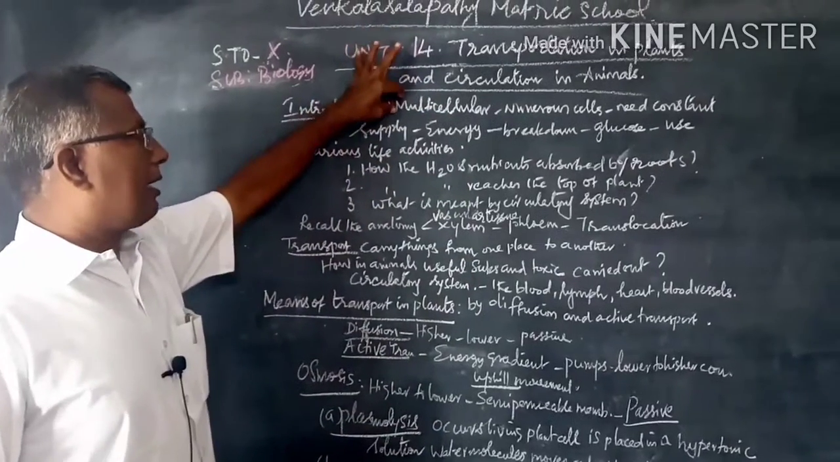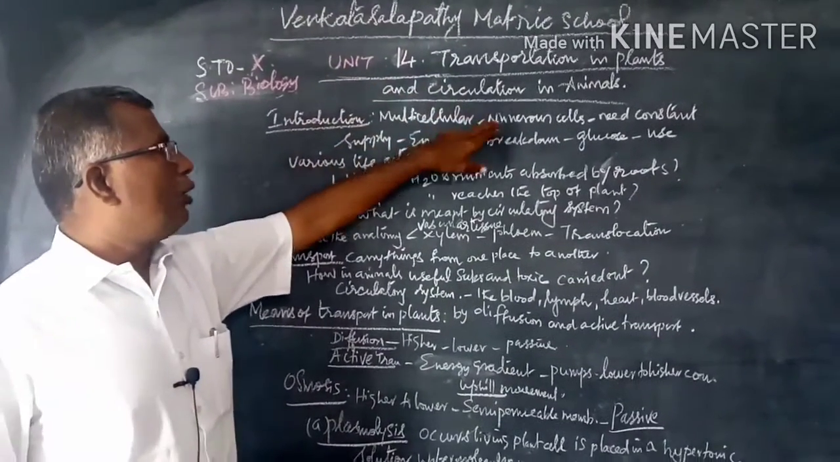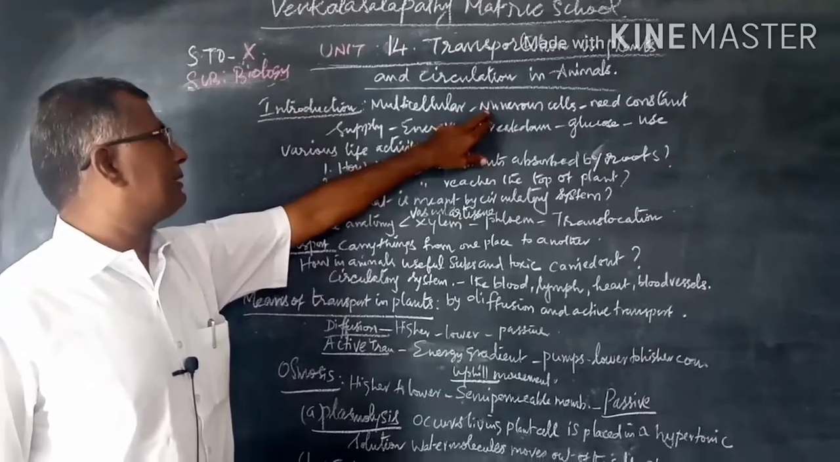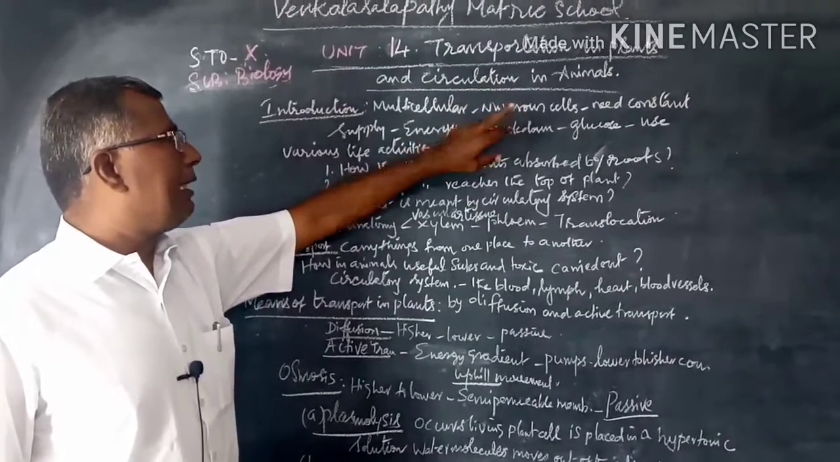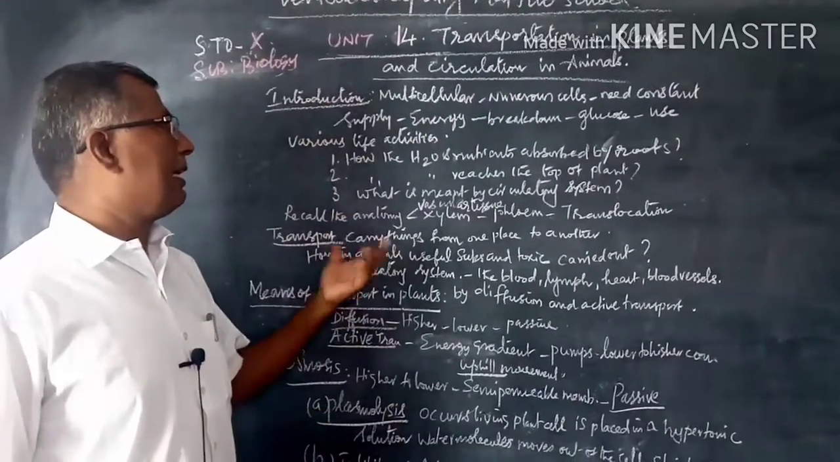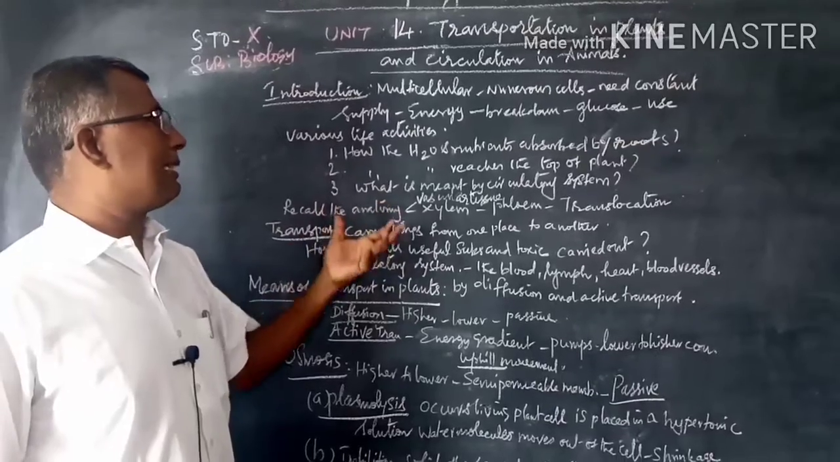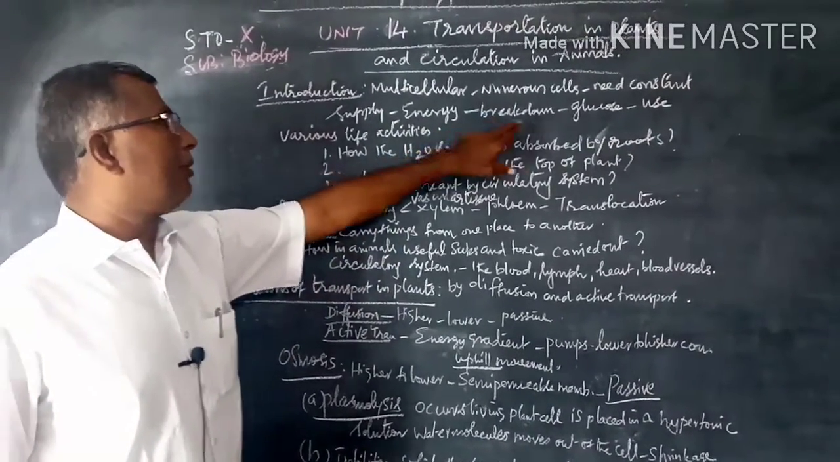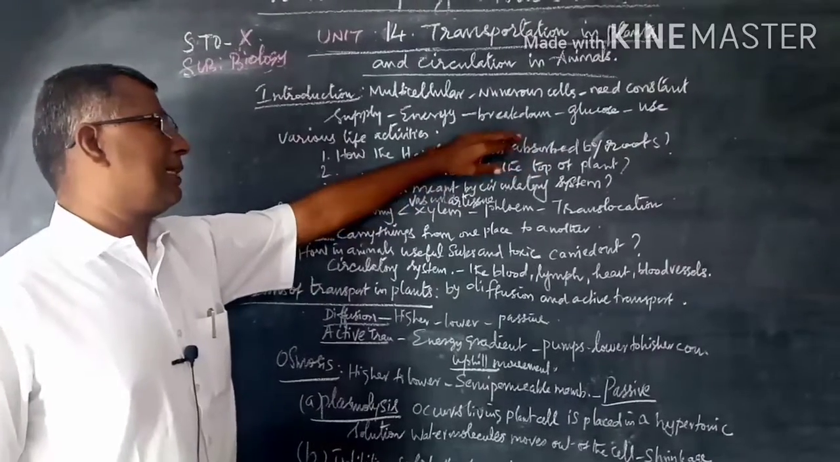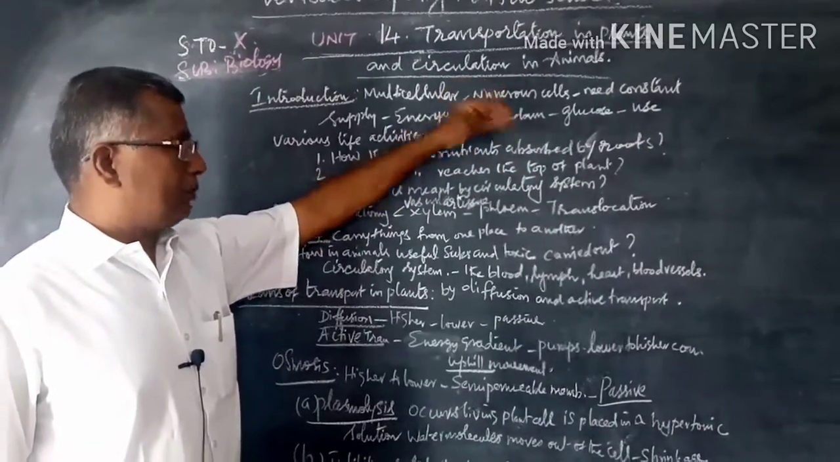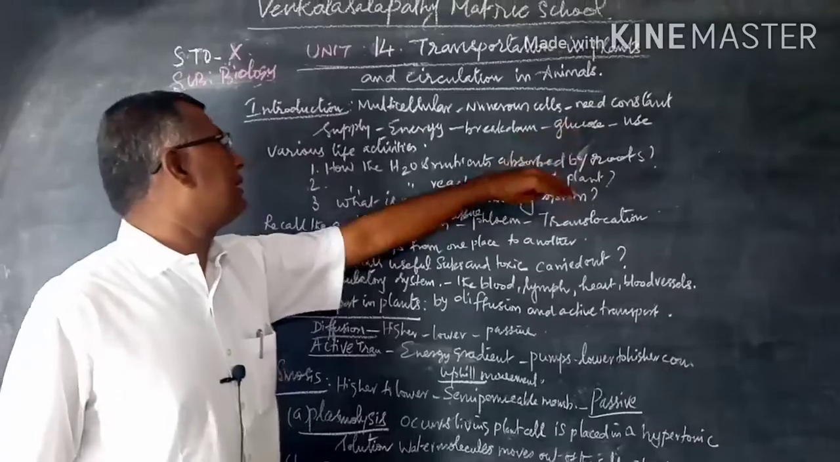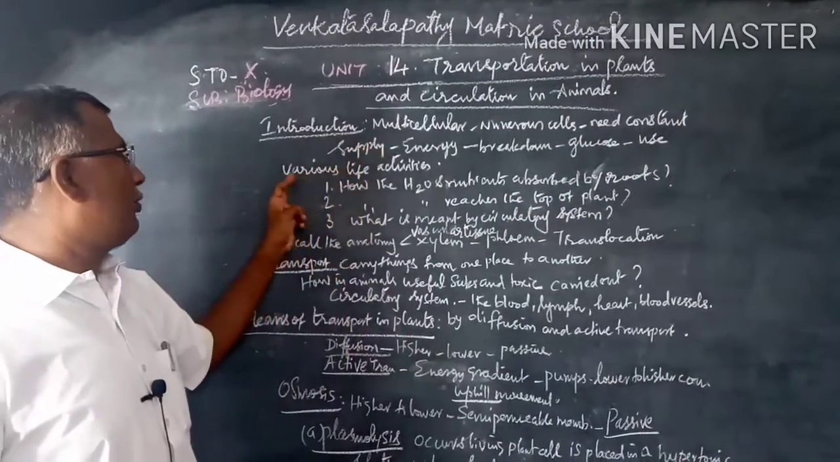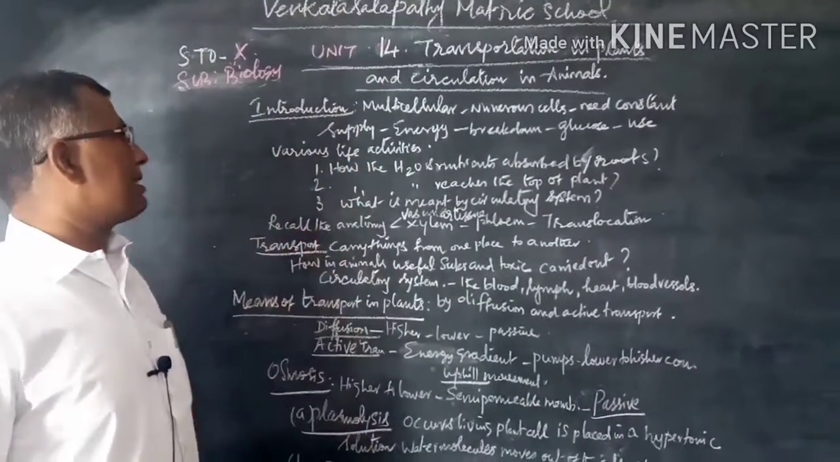Today we are going to learn a new topic, transportation in plants and circulation in animals. Multicellular animals are made up of a numerous number of cells. The cells need a constant supply of energy. So how do the cells get energy? Due to the breakdown of glucose. Understand? So the glucose produces energy, and that energy is used for various life activities.